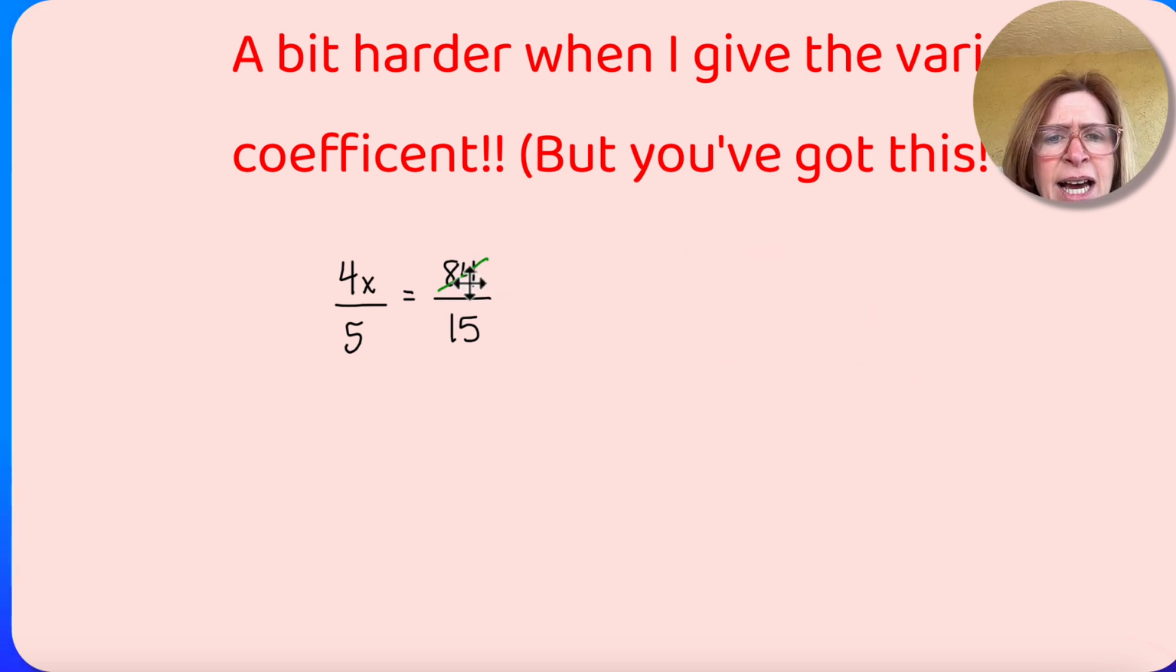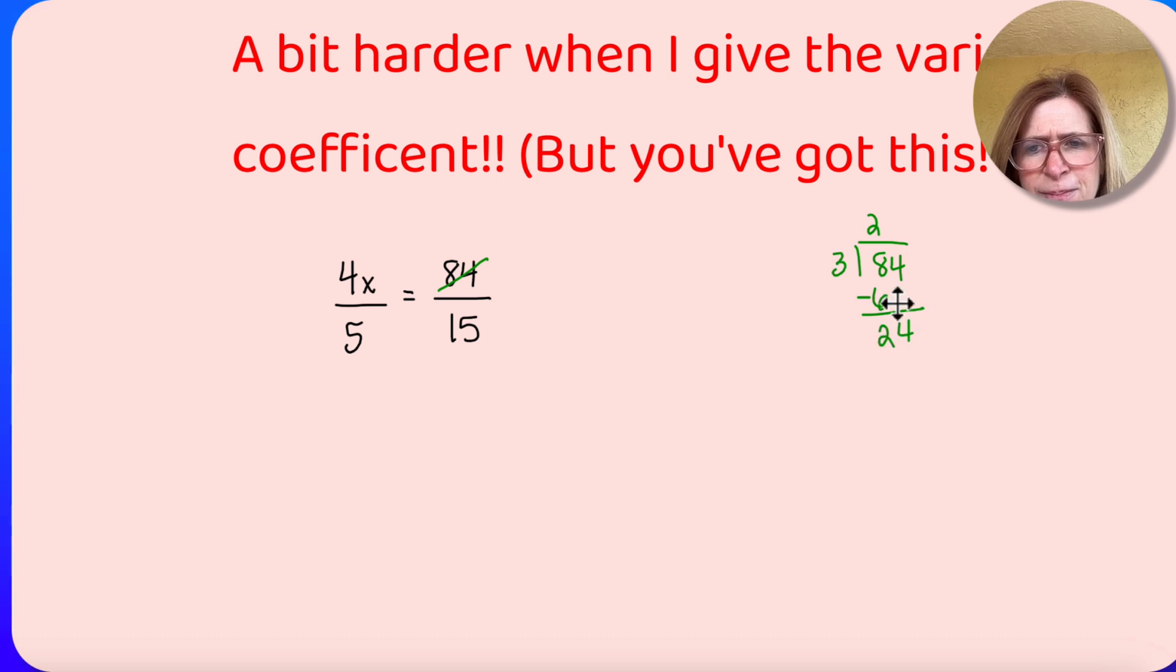So if I divide 3 into 84, I get 28. And 3 into 15 is 5. So that does make it easier for me to work with. Okay, so I'm going to cross products now.